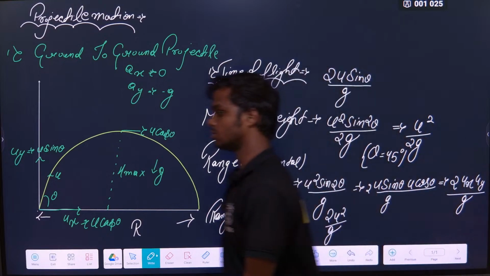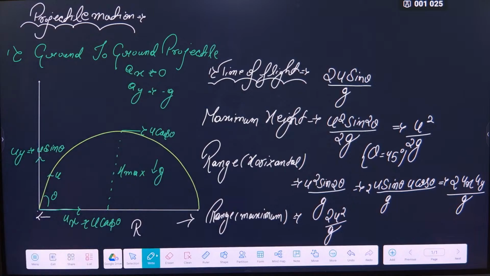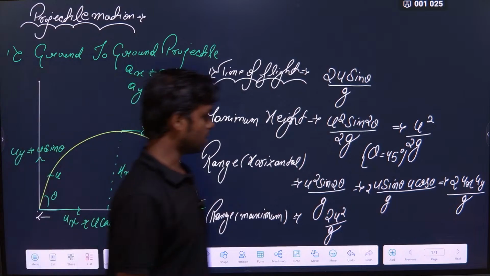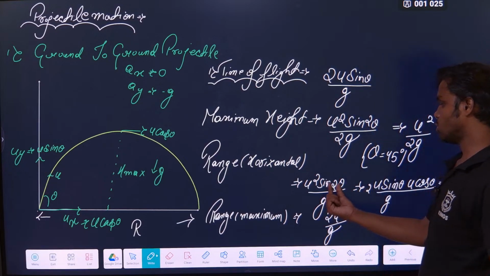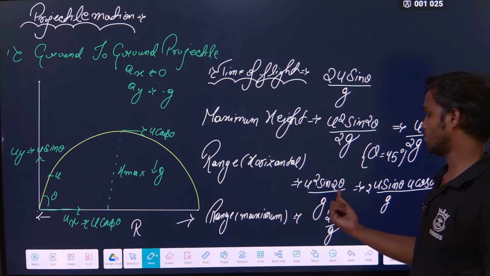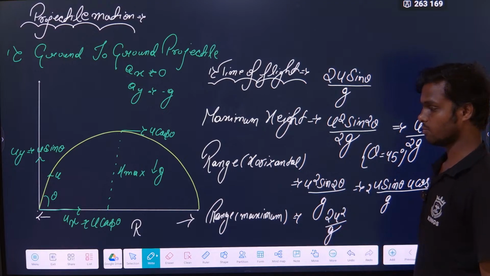The maximum range will be 2u square by g, because sine 2 theta can be maximum 1. So the maximum range will be 2u square by g.